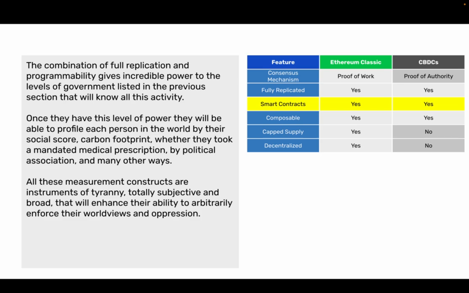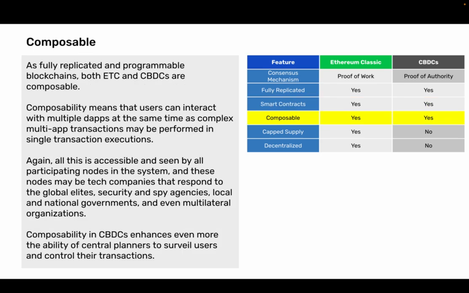Once they have this level of power, they will be able to profile each person in the world by their social score, carbon footprint, whether they took a mandated medical prescription, by political association, and many other ways. All these measurement constructs are instruments of tyranny, totally subjective and broad, that will enhance their ability to arbitrarily enforce their worldviews and oppression.